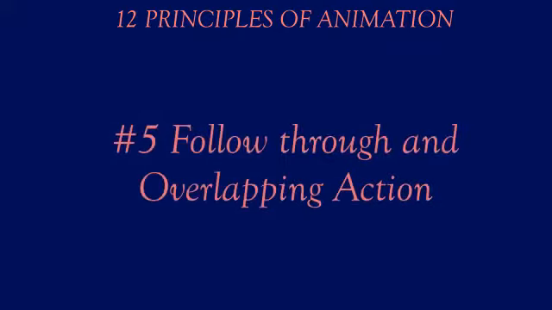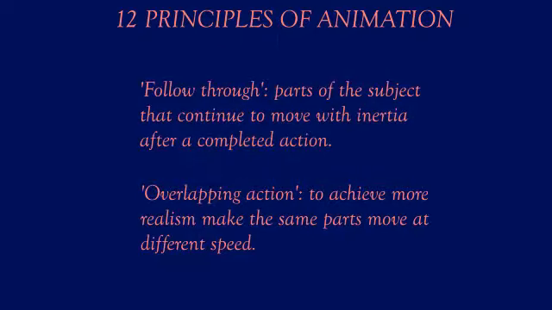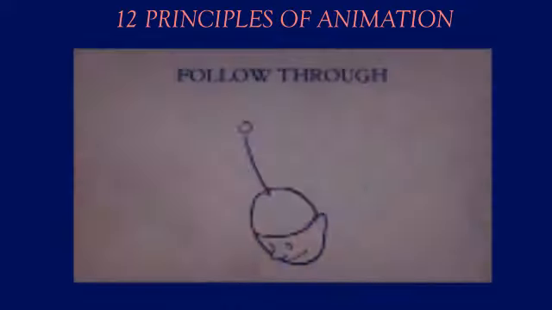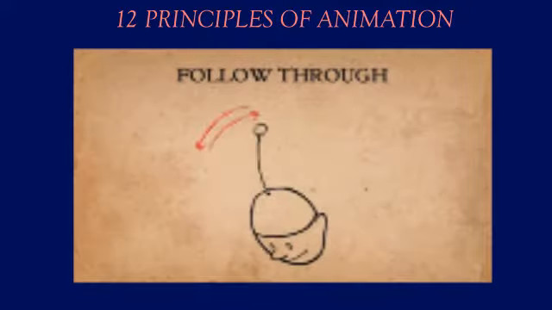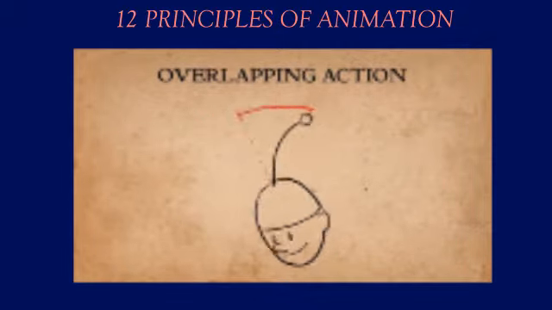Next, the fifth principle is follow-through and overlapping action. Follow-through relates to parts of the subject that continue to move with inertia after a completed action. To achieve more realism, make the same parts move at different speeds with overlapping action. See the antenna on top of the head? When he or she faces down, the antenna will tilt down and make a swept angle.